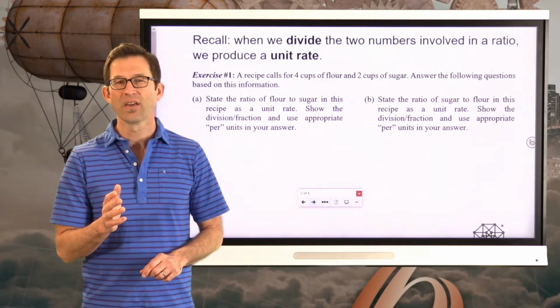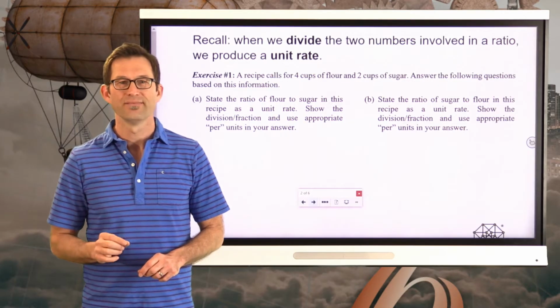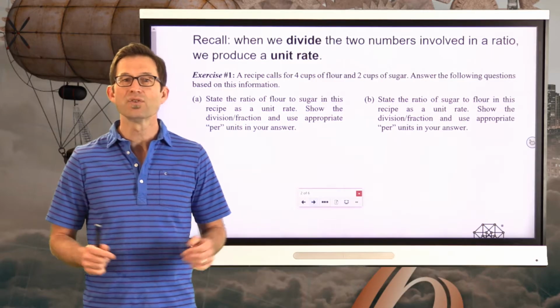And let's take a look at a little bit of a tricky one maybe in the first exercise. A recipe calls for 4 cups of flour and 2 cups of sugar. Answer the following questions based on this information. Letter A, state the ratio of flour to sugar in this recipe as a unit rate. Show the division/fraction and use appropriate per units in your answer. All right, so let's do this together.